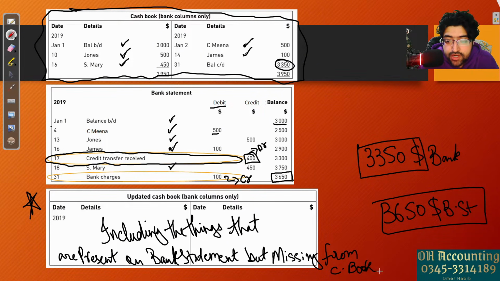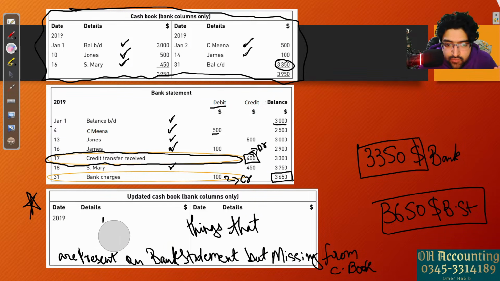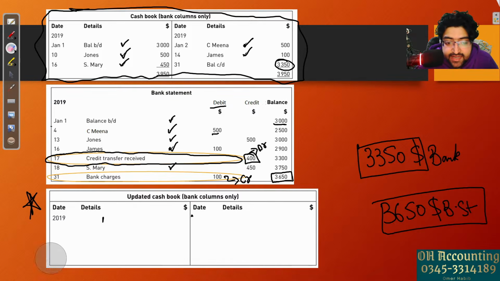Understood? So what does updating the cash book mean? Including the things that are present on the bank statement but missing from the cash book. So we have circled those two. We have to include these things into the updated cash book now.